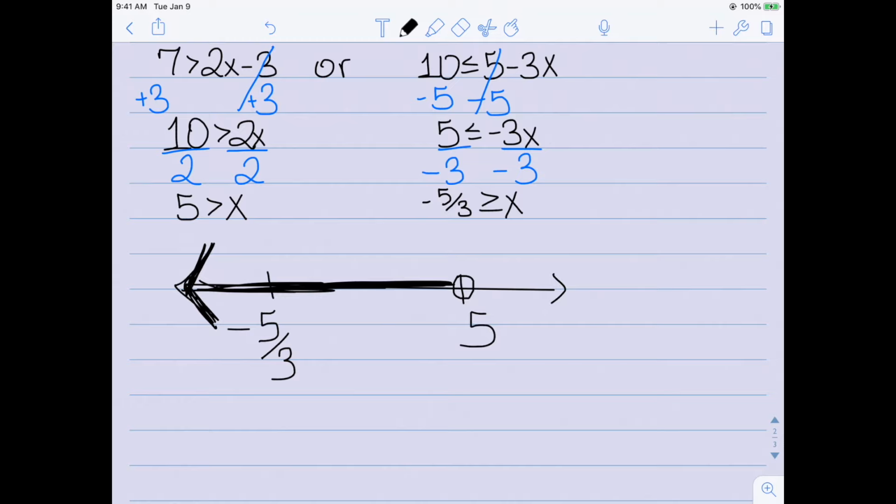The second inequality says to put a closed dot on negative 5/3, and once again I want x to be the smaller of the two, so I would shade to the left. So we can see in reality here our interval is just negative infinity to 5, since everything in this interval satisfies one of the two inequalities.